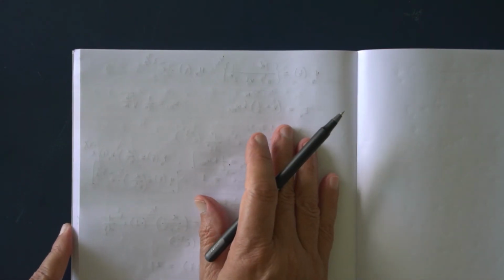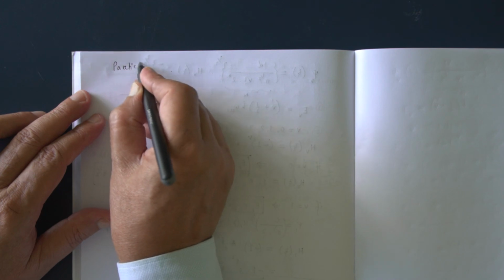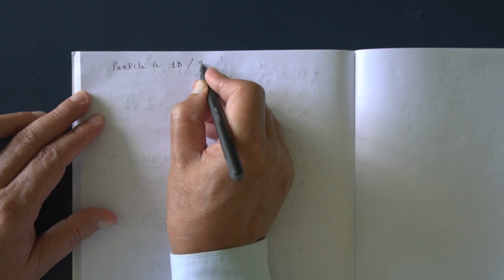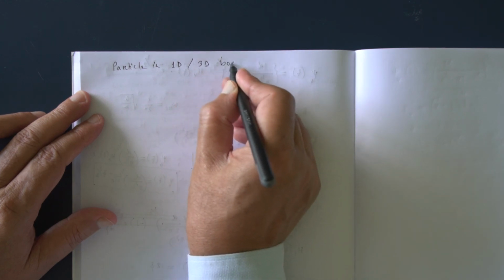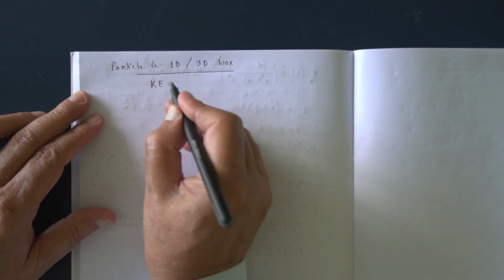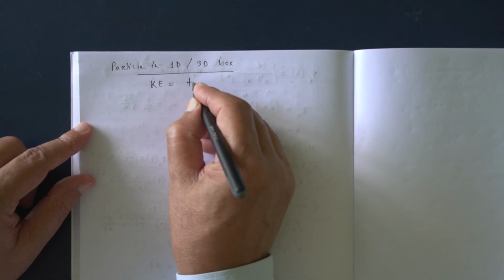Now you see what information we get from the energy expression, from energy equation what information we get. So in particle in 1D box or 3D box, we get kinetic energy, and that kinetic energy is called translational energy.